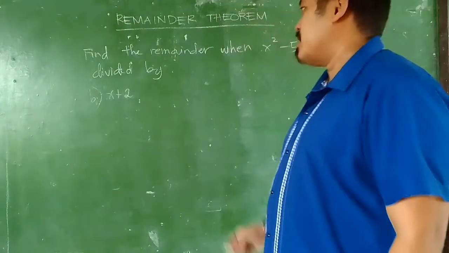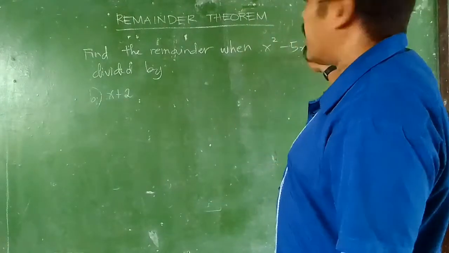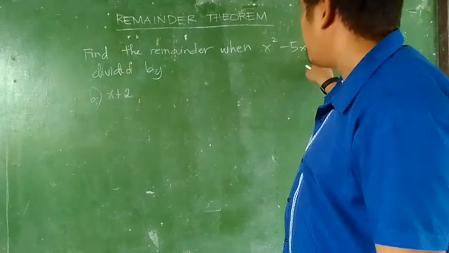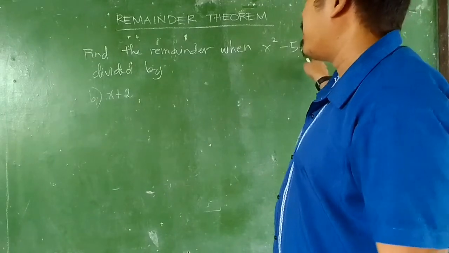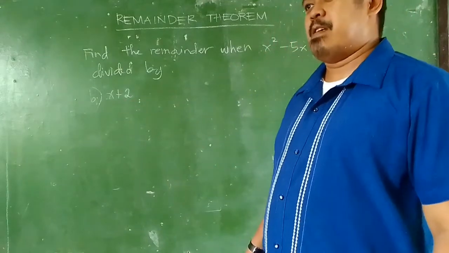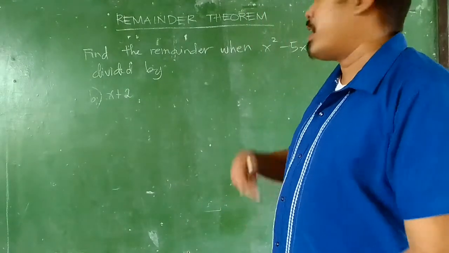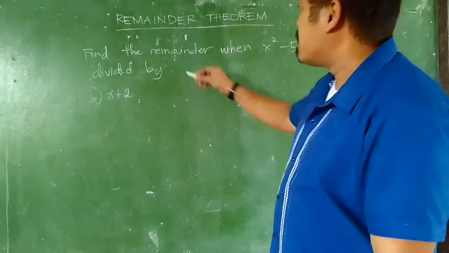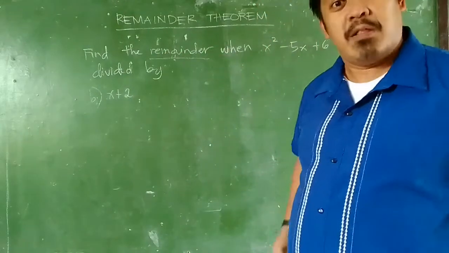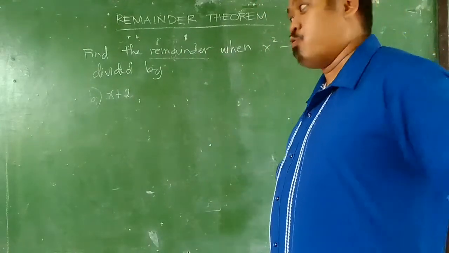Using the same polynomial, we will be dividing it this time by x plus 2. So we will no longer use the long division or the synthetic division. We go straight to the remainder theorem. We're just after the remainder, not the quotient itself.